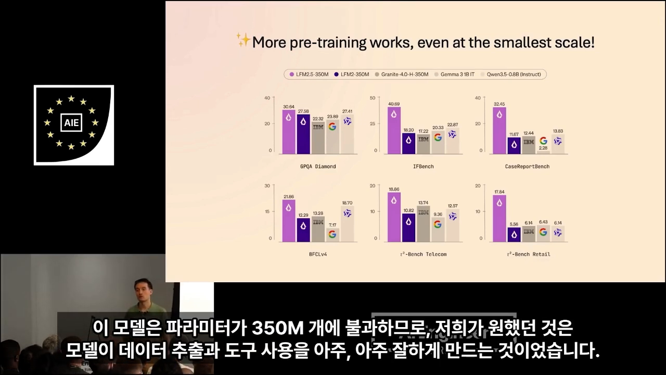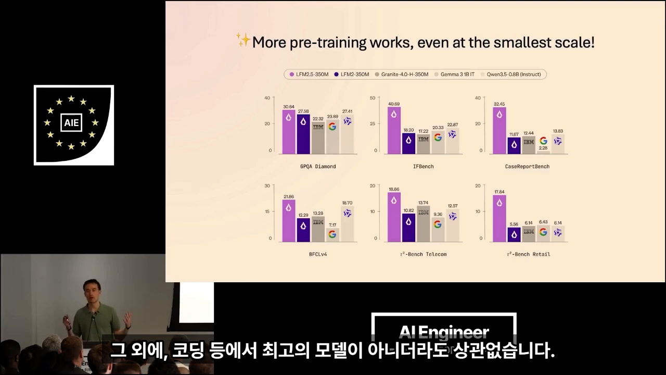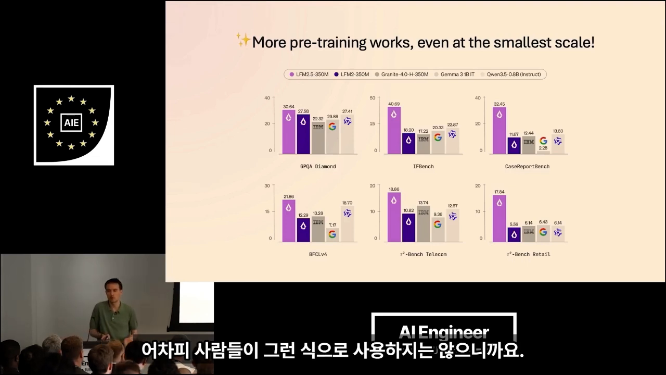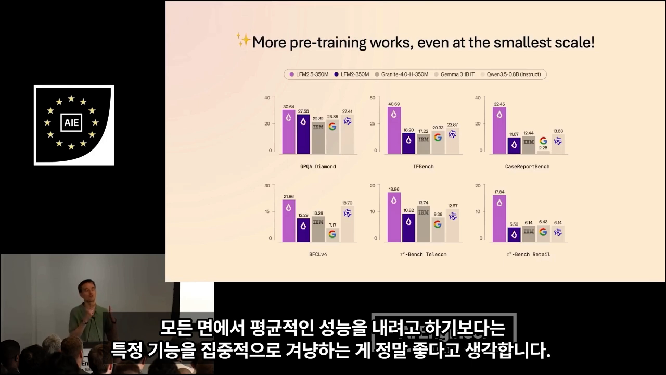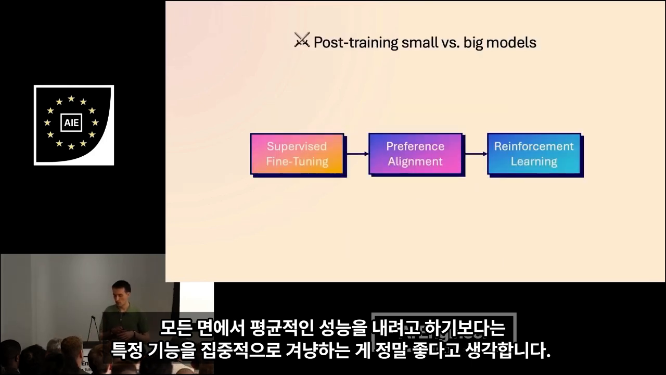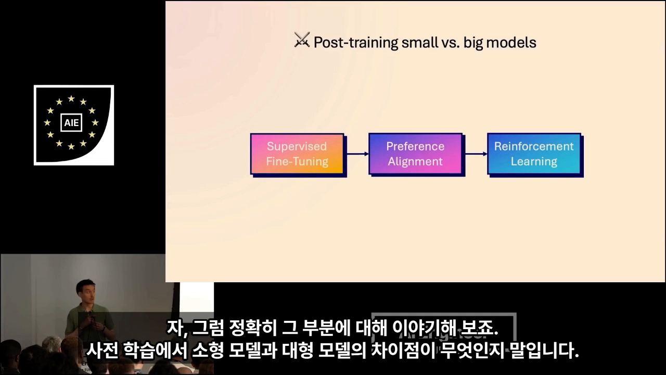So what we wanted to do is we wanted the model to be very, very good at data extraction and at tool use. And the rest, if it's not the best model in code, it doesn't matter. Like, people don't use it that way anyway. Same for math. I think it's really nice to try to target some capabilities and not try to be average on everything.